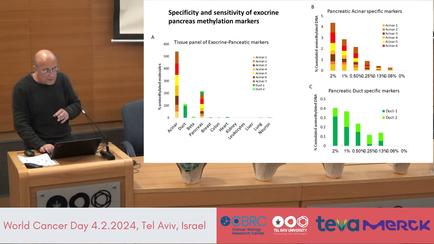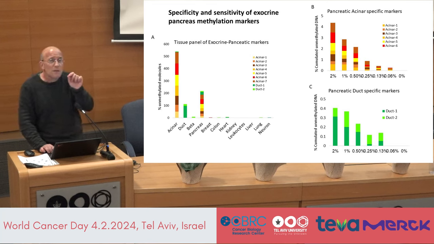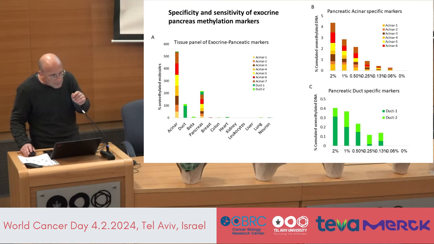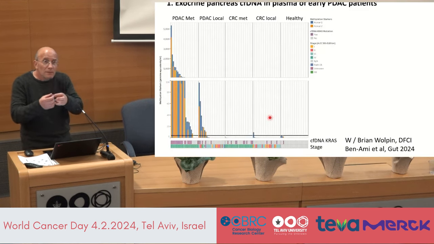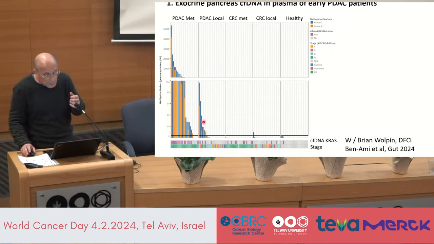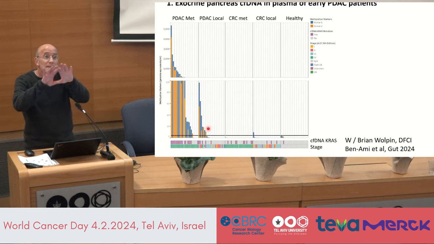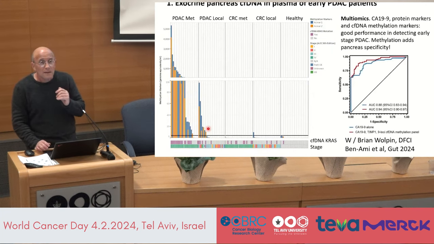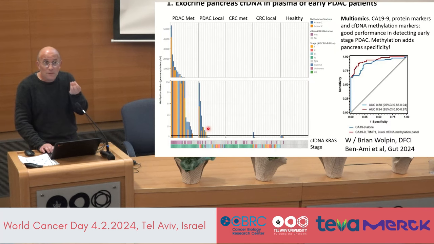Here's a quick example in one minute: several lovely methylation markers of the exocrine pancreas, right? Unmethylated in acinar cells, in duct cells, and fully methylated elsewhere. You can use these markers to identify cell-free DNA coming from exocrine pancreas in people with local and metastatic as well as local pancreatic cancer. And we combine that with KRAS mutations and with CA19-9, the classical, not so specific cancer marker, you can really get a very good ROC curve, promising that multimodal, multi-omic analysis of cell-free DNA may eventually reach the sensitivity and specificity needed for early cancer detection.